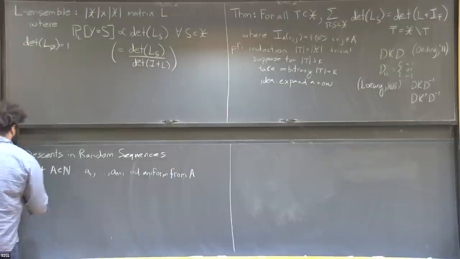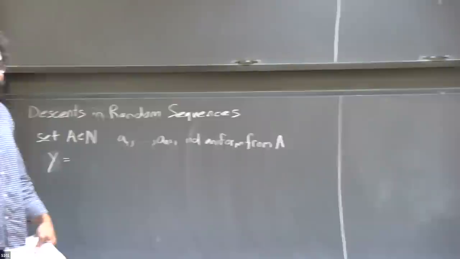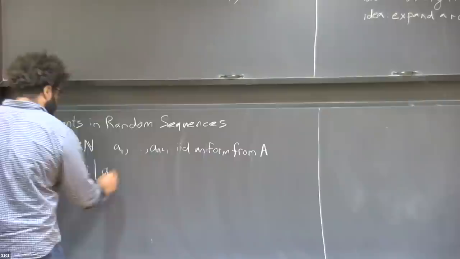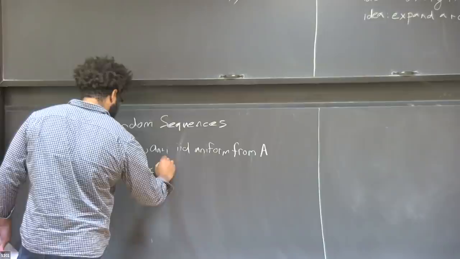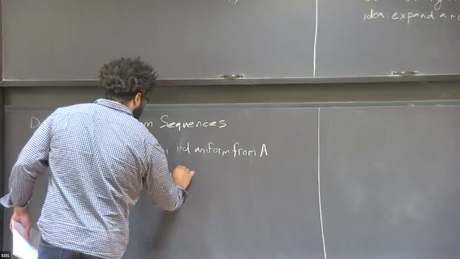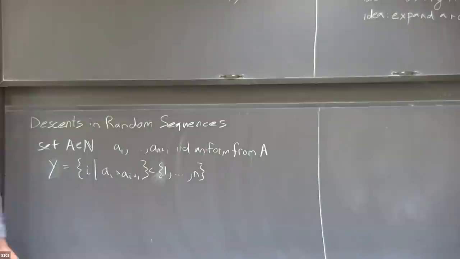So let's define. So A is finite or infinite? Finite. So I'll define my Y to be the set of i such that a_i is less than a_{i-1}. Any reason not to think of A as the integers one through M? No reason to. Yeah, sure, you could think A is one through M. It turns out that this set Y is DPP distributed, actually.